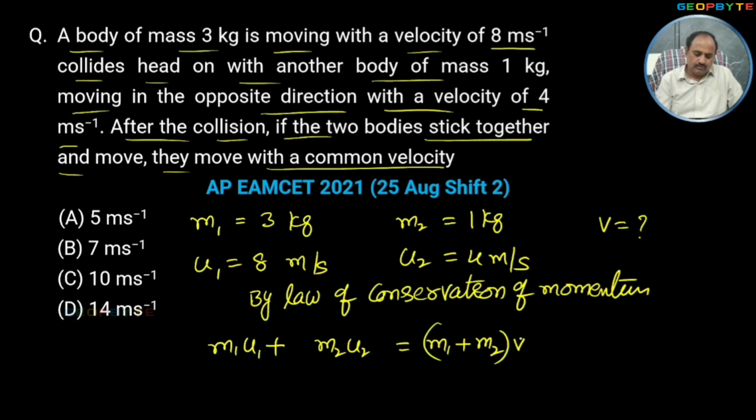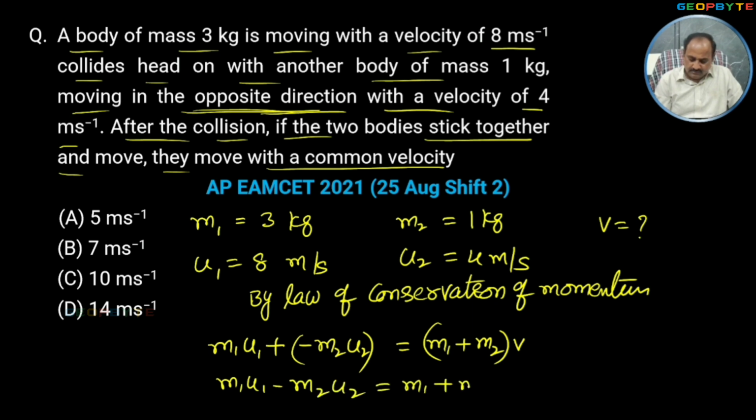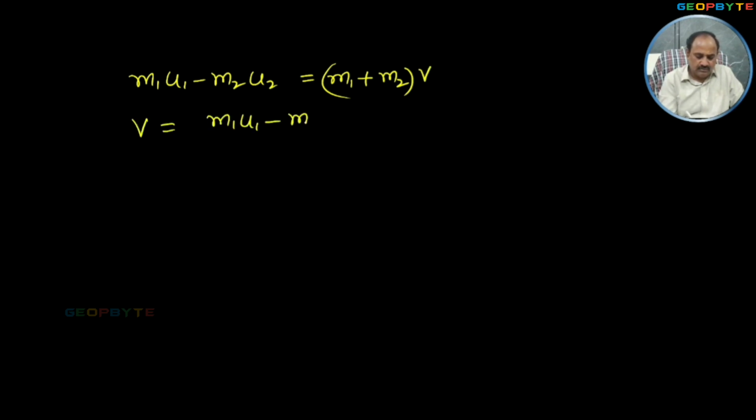But u1 and u2 both are opposite. It is clearly given. Both are moving in the opposite direction. Here it is minus m2. Then I can say that m1 u1 minus m2 u2 equal to m1 plus m2 into v. Let us take another slide. Here it is m1 u1 minus m2 u2 equal to m1 plus m2 into common velocity v. Then common velocity v equal to m1 u1 minus m2 u2 divided by m1 plus m2.